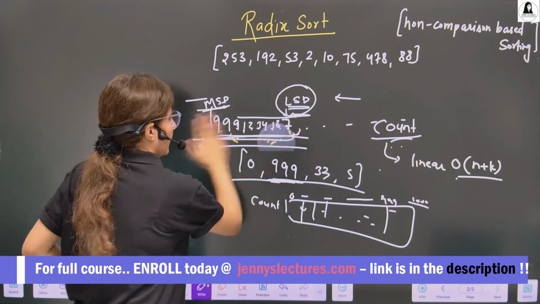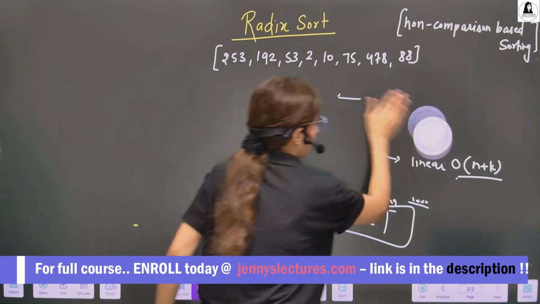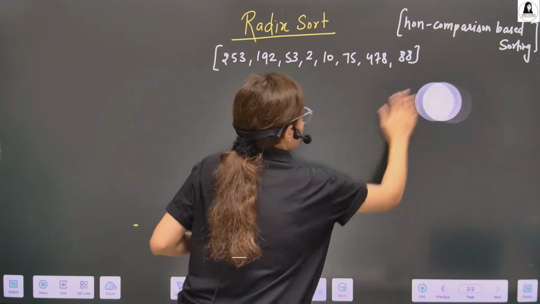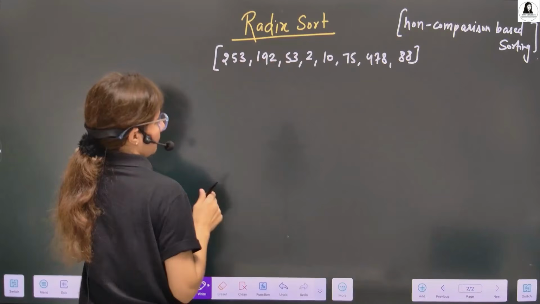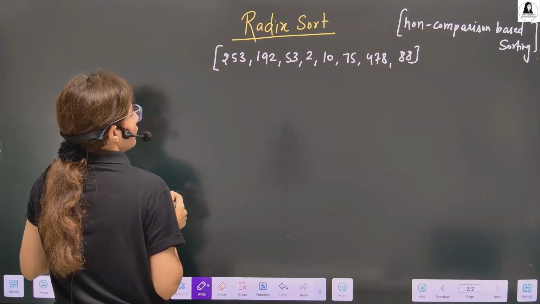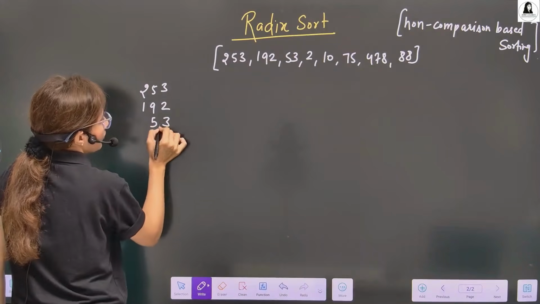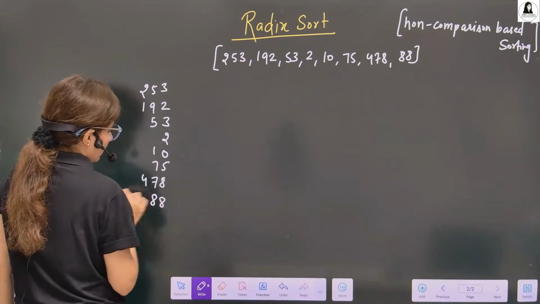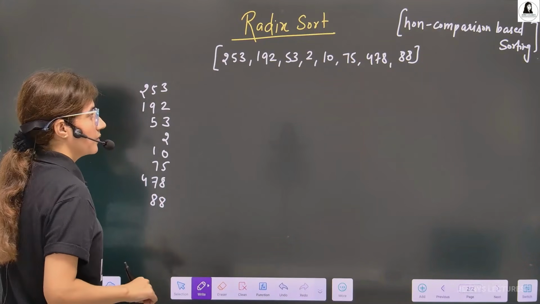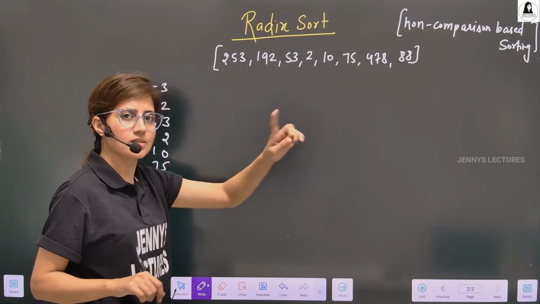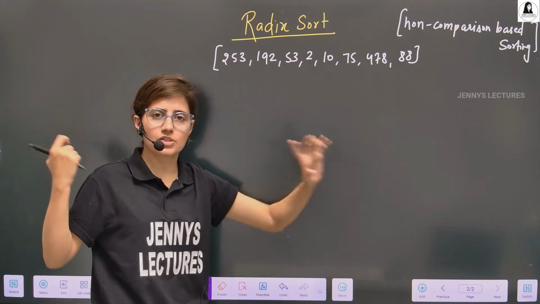How do we do this? Let me just show you the steps. What are the steps in radix sort? First, see, suppose this is my array. I have been given this array, so let me just write down here these numbers we are having. We compare digit by digit and we follow LSD, from least significant digit to most significant digit.